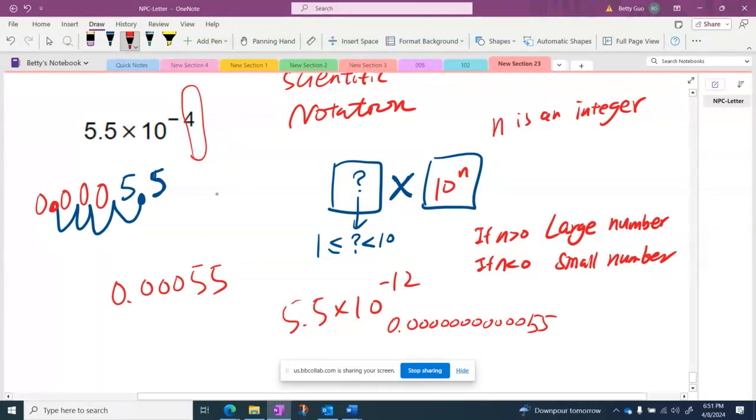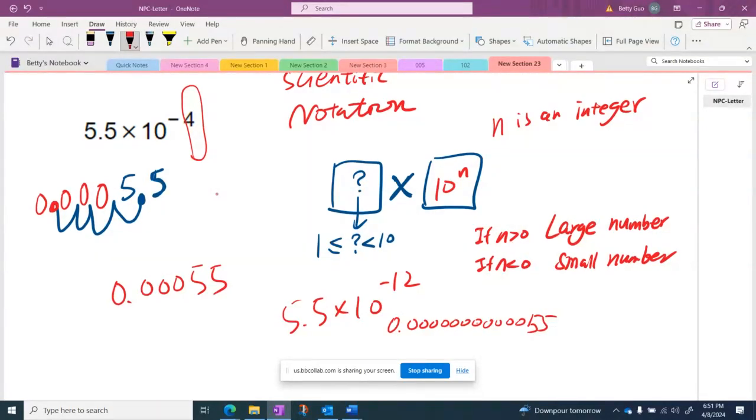Like 1 extra 0 when it's not supposed to, or missing a 0 when we're supposed to have it. That's the reason we need a scientific notation. Scientific notation is a very organized way to record a very, very small number or a very, very large number.